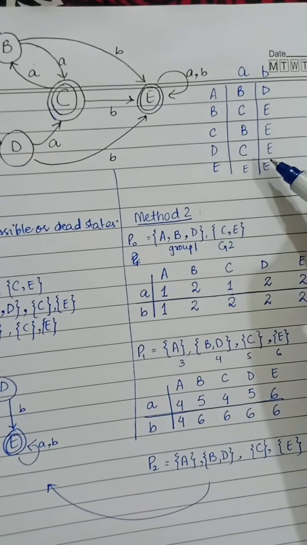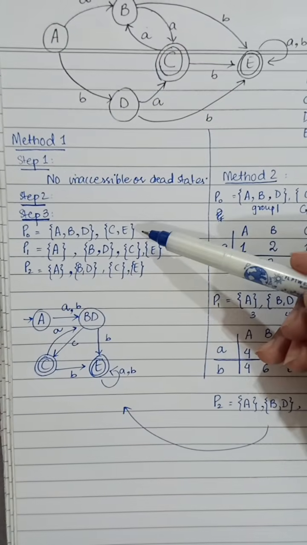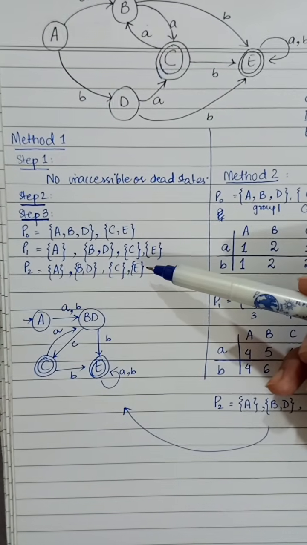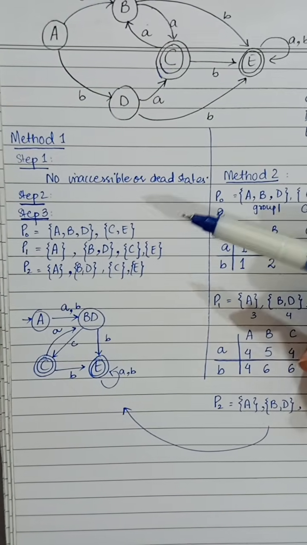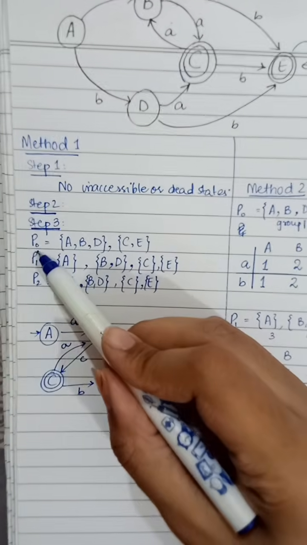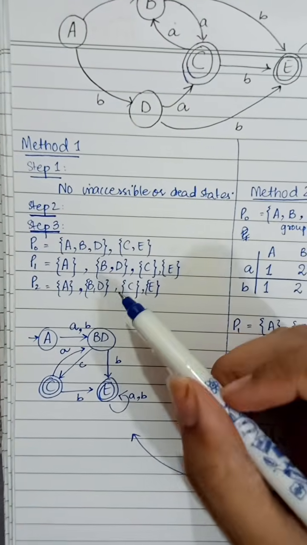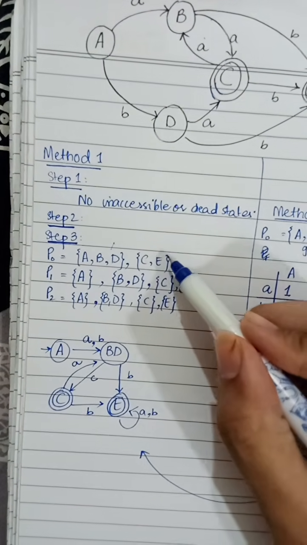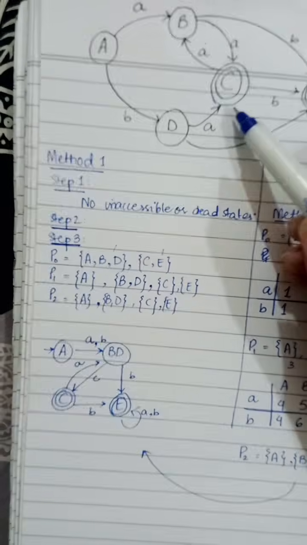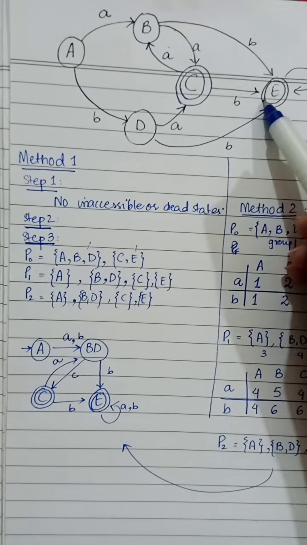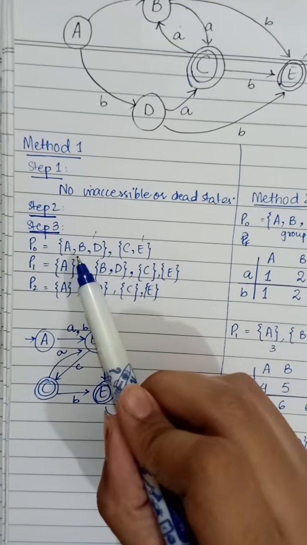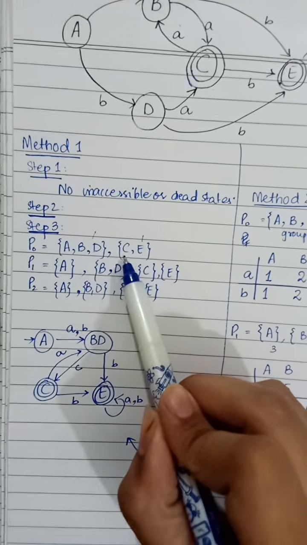Step 2 shows us the transition table I've drawn over here. And step 3, we divide it into different partitions. In P0, we have A, B, D. These are the non-accepting states and these are the accepting states. C and E are accepting states. So we've got two groups over here, right?